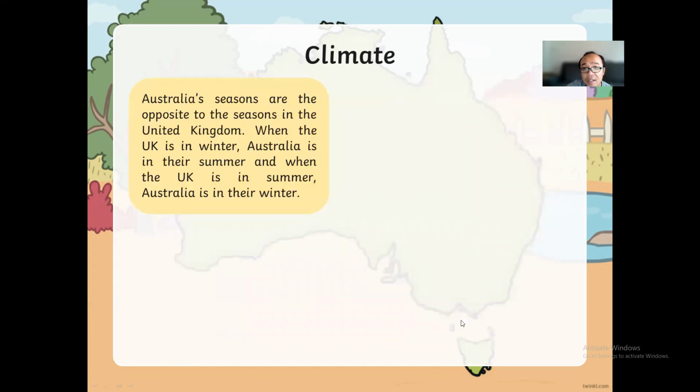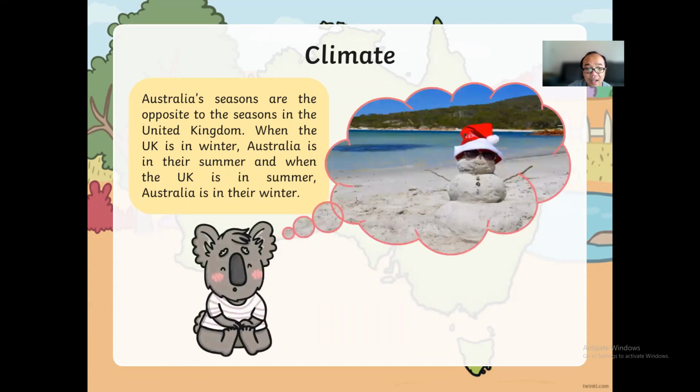This is Australia's climate, which is about the weather and the seasons. You can see the koala bear, which is very popular in Australia. Most of the time it is summer. They are opposite to the United Kingdom. If Australia is in summer, the UK will be in winter. If the UK is in summer, Australia will be in winter, because it's the opposite side.